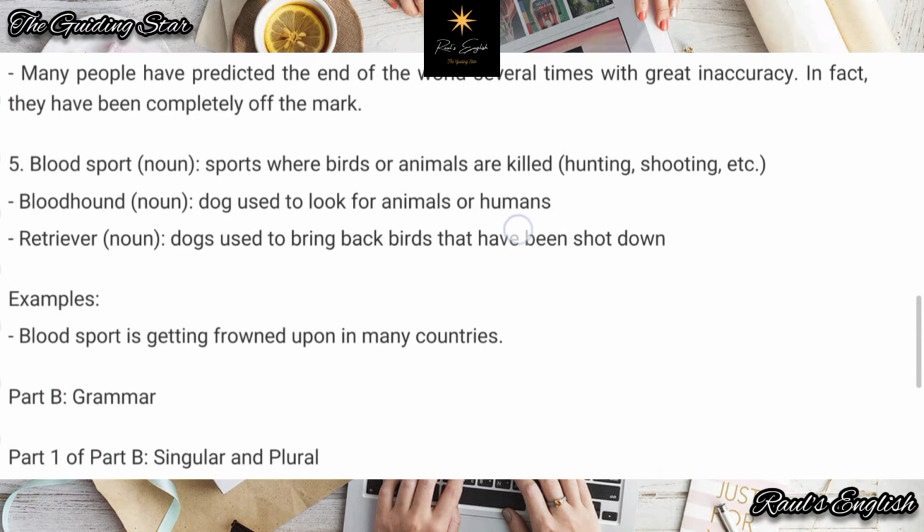Blood sports. Sports where birds or animals are killed, hunting, shooting, etc. They're all blood sports. Bloodhound, a dog used to look for animals or humans because it smells the blood in the air, so it's called a bloodhound. Retriever, a dog used to bring back birds that have been shot down, like a golden retriever.